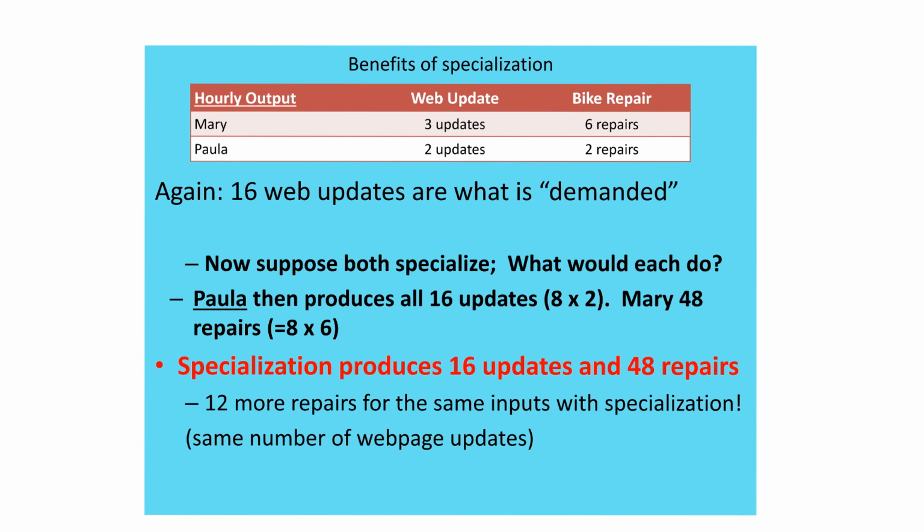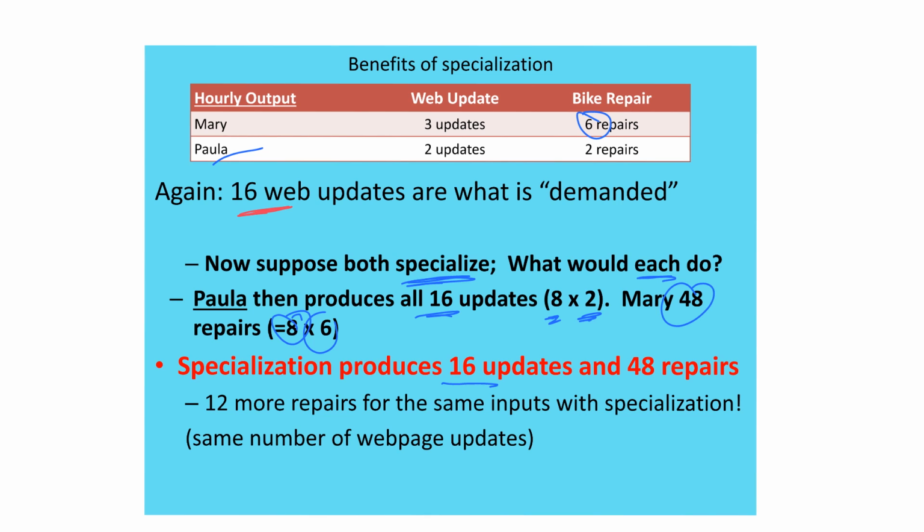Now let's look at the benefits of specialization. If again 16 web updates is what's demanded in the market, and now they specialize, what would each do? Well, Paula produces all the 16 updates because she has a comparative advantage there. So she spends her 8-hour day producing 2 per hour and produces 16. That's Paula. Mary then takes her 8-hour day, producing 6 per hour, so she can produce 48.